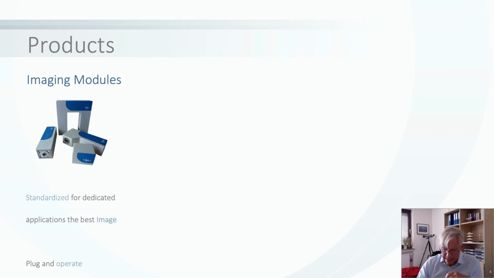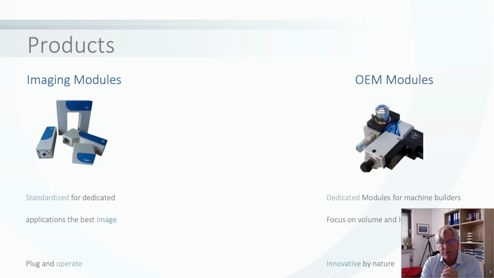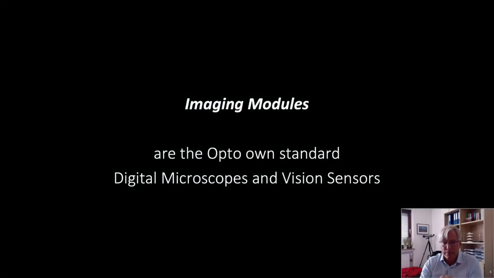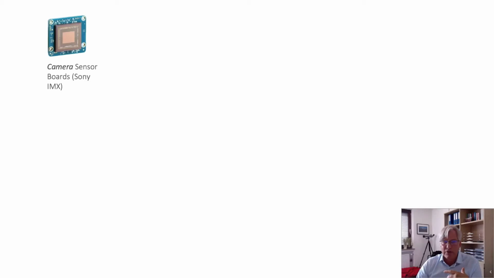Together with the know-how that we acquired over the years doing this in volumes, we created two platforms, a hardware platform and a software platform. The software comes into play for the job applications, which we call job modules later on, that then do an application. So digital microscopes and vision sensors, that's what everything is all about.